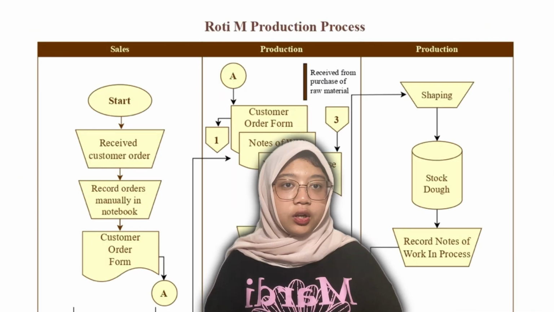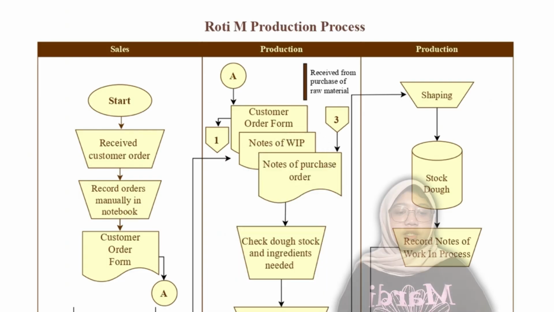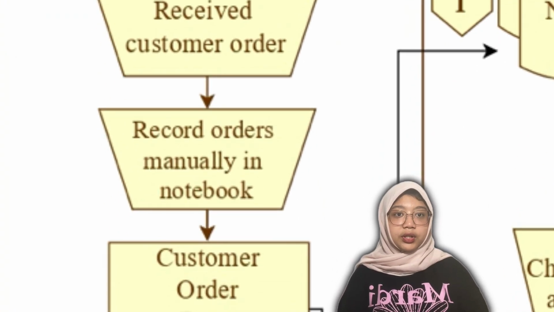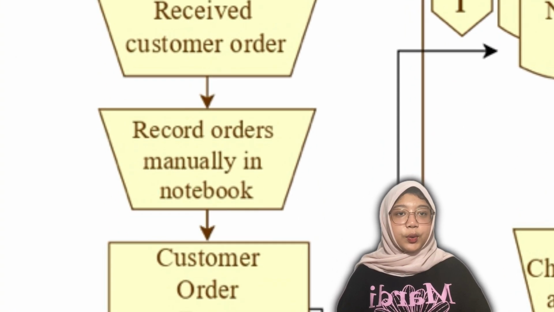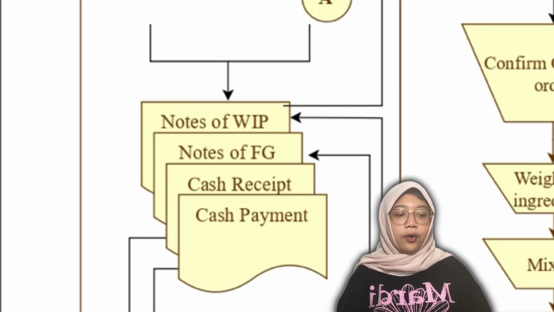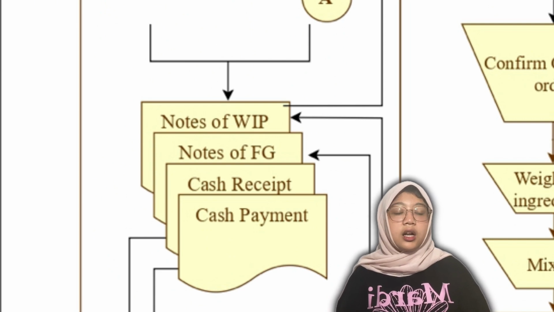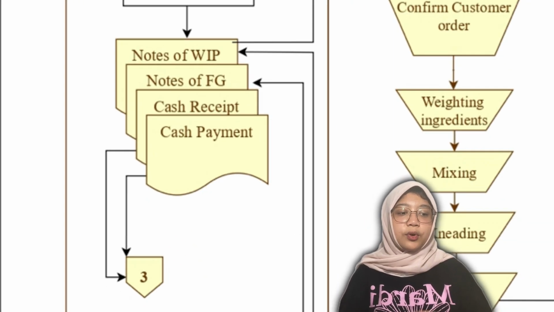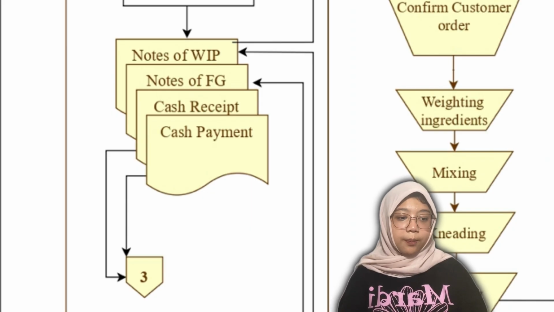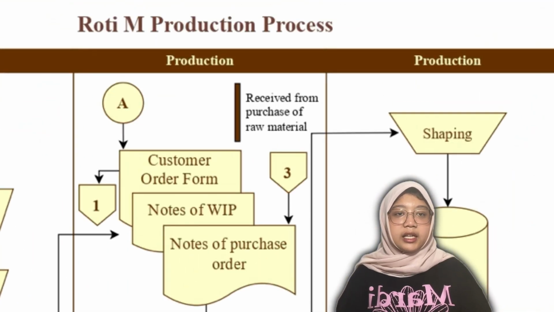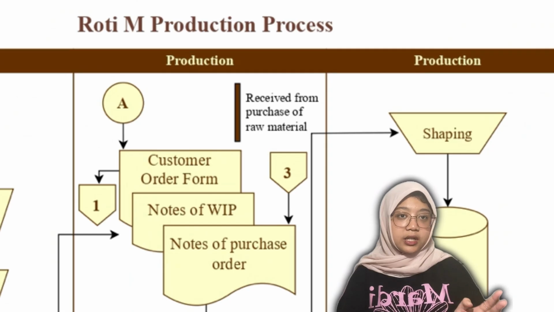Next, I will tell you the actual conditions of the production process at Roti M. First, the sales department receives a customer order. The sales record the order manually in the order notebook for that day. Based on the recorded order, sales prepare the customer order form. From this form, sales produce four related documents: notes of finished goods, notes of work in process, cash receipt, and cash payment. The customer order form is then sent to the production department to start the production preparation. The cash receipt and cash payment copies are also sent to the finance department for recording and monitoring.